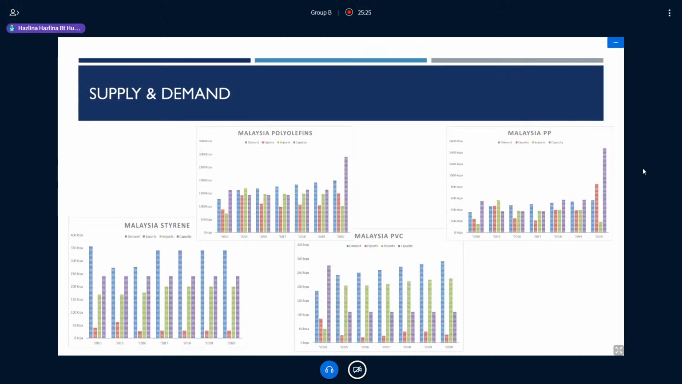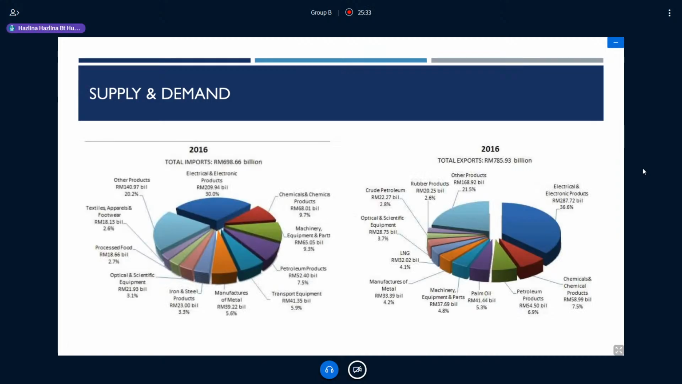These are basically the effects of supply and demand over the years. Probably in 2016, you can see whether the petrochemical products are useful or not. Petrochemical products are not just used locally in Malaysia, we are also exporting them. In 2016, the amount of petroleum product exported was more than 54 billion. I'm assuming the number is actually higher than this.